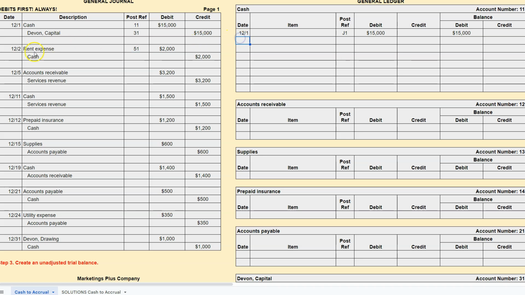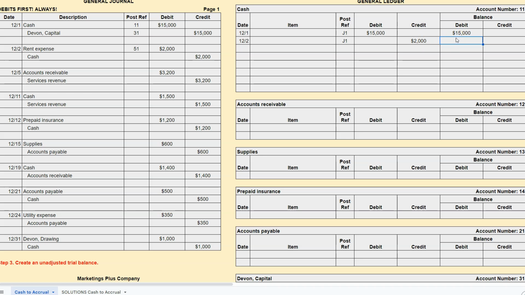So let's go to the cash ledger. On 12/2, on the first page of the journal, we credited cash for $2,000. Now here's where we get to really analyze the balance. The balance was a $15,000 debit balance. We just credited it for $2,000. One thing that I always say is opposites subtract. I know that's a little weird, but opposites subtract. So we have a $15,000 debit balance and we just credit for $2,000, which means that we took away from that balance.